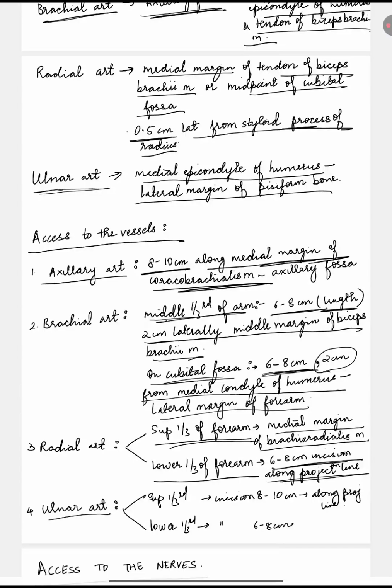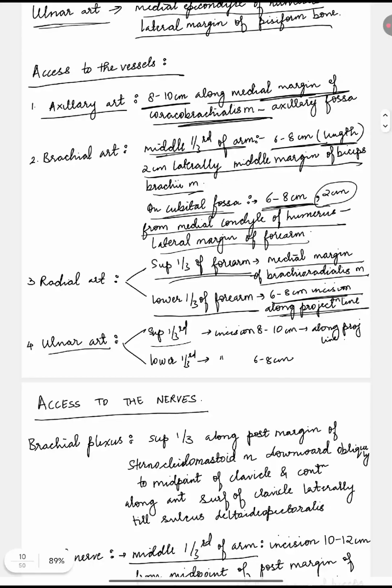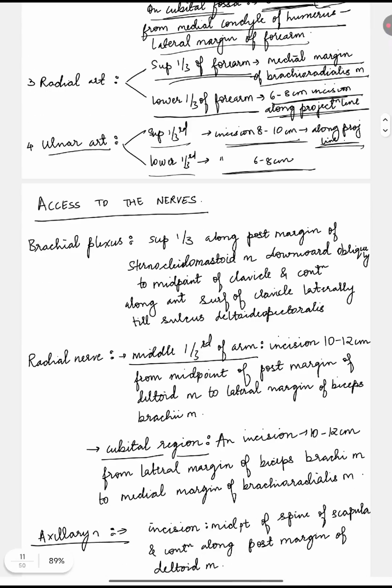Now ulnar artery, superior 1/3 and lower 1/3. Incision of 8 to 10 centimeter along the projection line in the superior 1/3 and incision of 6 to 8 centimeter along the projection line in the lower 1/3. Now we would see the access to the nerve.